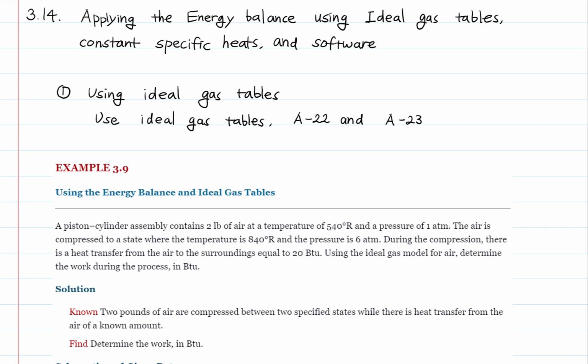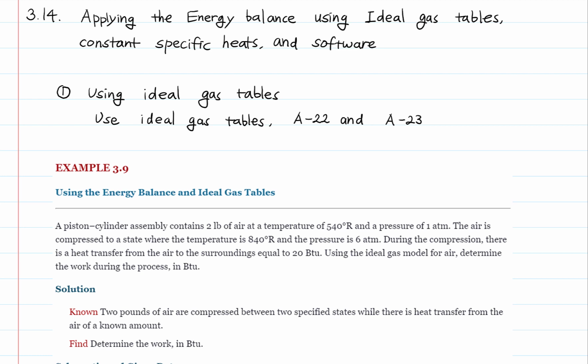Section 3.14, applying the energy balance using ideal gas tables, constant specific heat, and software. We are going to evaluate internal energy and enthalpy of a substance and apply the energy balance for a system containing an ideal gas. There are three different methods to evaluate the properties of an ideal gas. First, use the thermodynamic tables. Second, use the constant specific heat. And third, use software, but we are not going to cover the method using software.